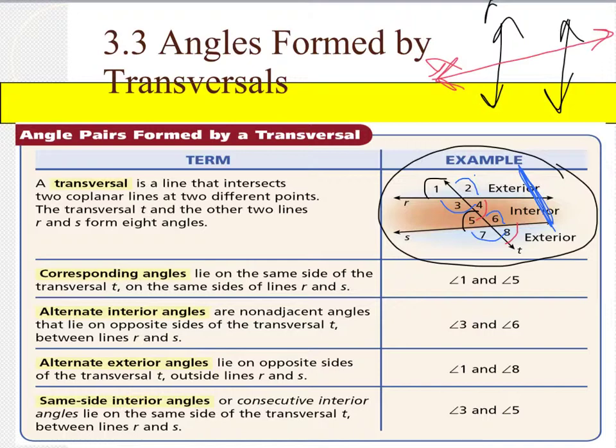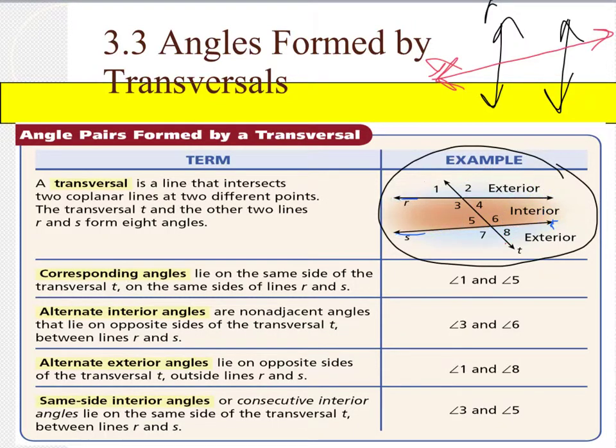So again, same side of the transversal, either right or left, and the same side of their corresponding lines of R and S. So that would mean the top on top of line R, and then on top of line S as well. Okay? All right, next one, alternate interior angles.